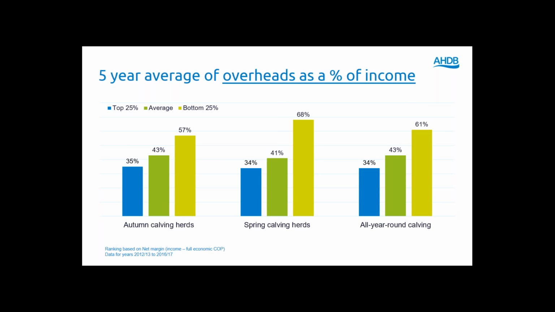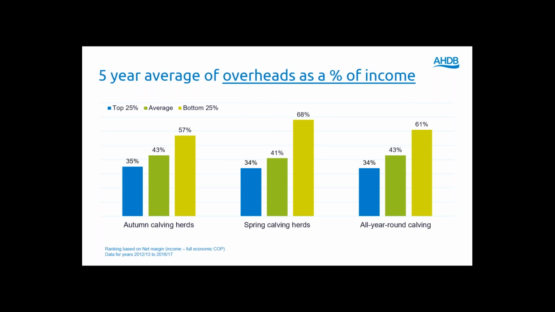What we can see there, the blue bars for each of those systems, show that on average over the last 5 years, overheads as a percentage of income was around 34–35% for that top 25%. If you look at the bottom 25%, that lightish green bar is almost double what we see with the top 25%. So there's a huge variation, a very significant difference between the top and bottom.